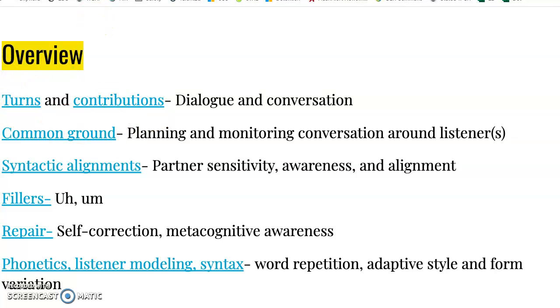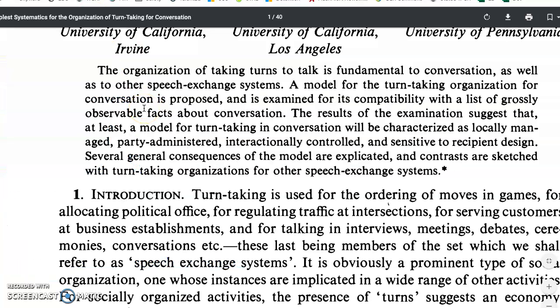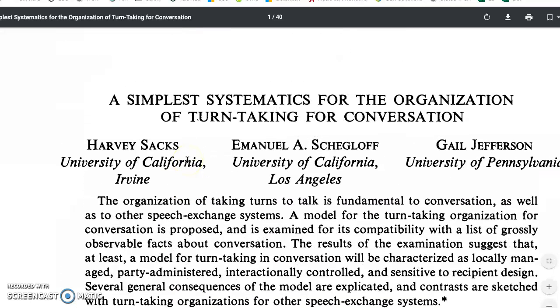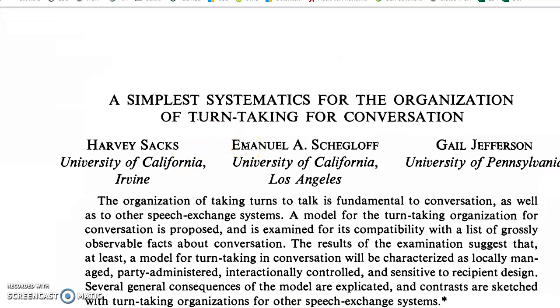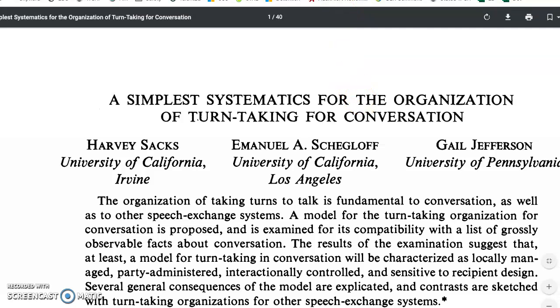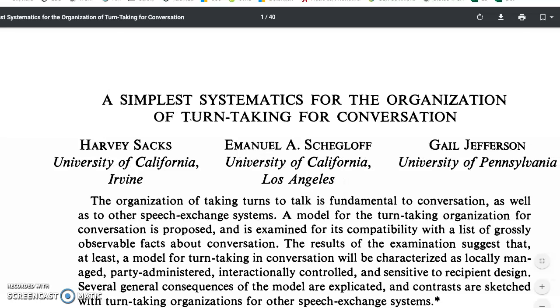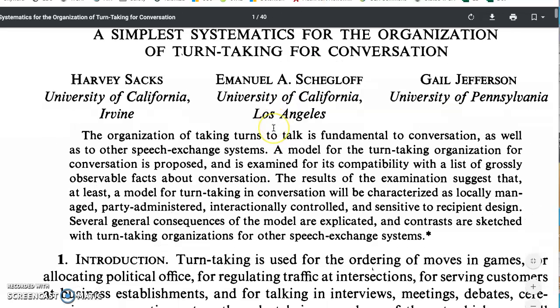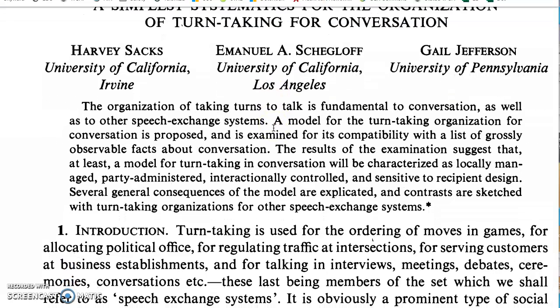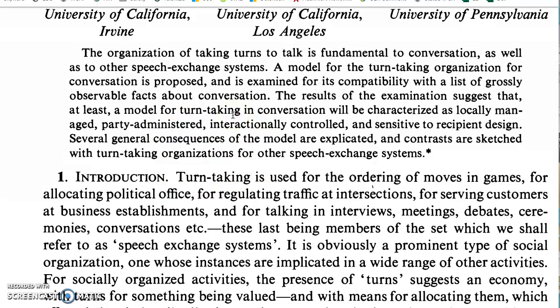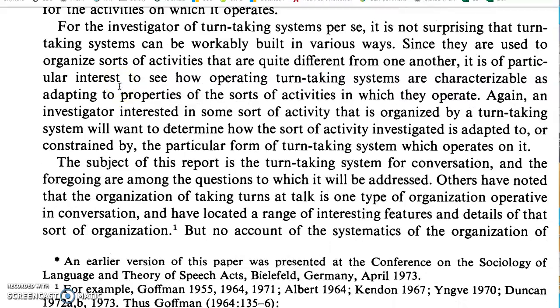So, turns and contributions. For turns, we're looking at this article. It's called "A Simplest Systematics for the Organization of Turn-Taking for Conversation." Yes, it is. They have made it more complicated than necessary in some cases with the language, but I'm going to try to break it down for you. So here's the abstract, and then we'll get into the article.